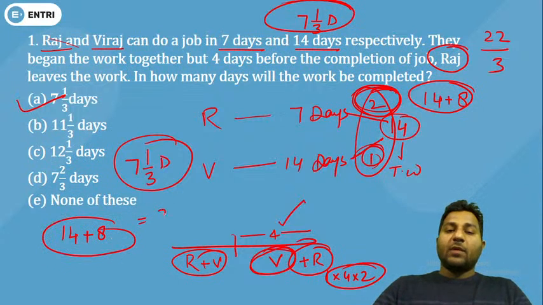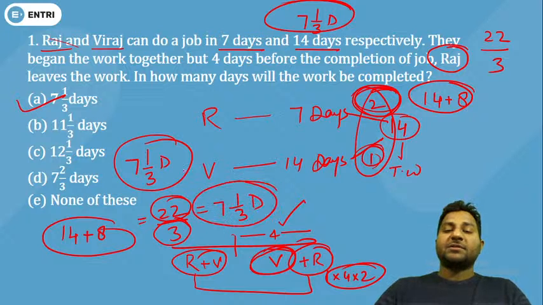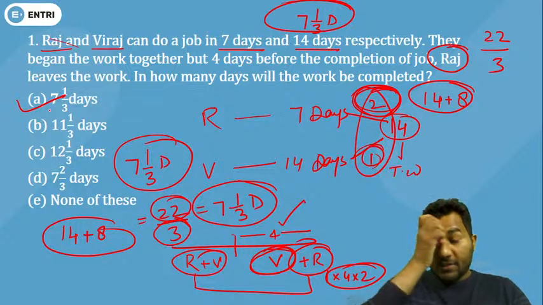So the total work will become 22, and both persons will be there for the whole period. That means their efficiency will be 3. Total work divided by total efficiency equals the total time taken. So option A is the correct one.